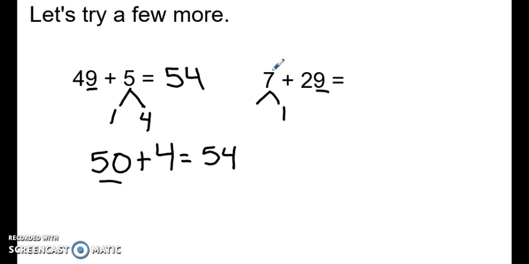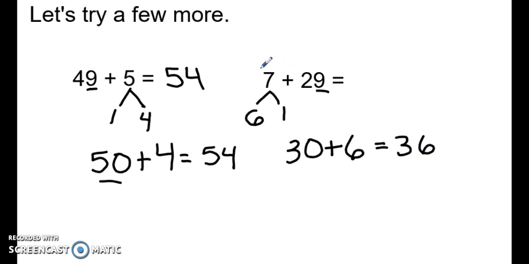If I take 1 from 7, that leaves me with 6 left, because 6 plus 1 equals 7. Now I'm going to make my 10, so the 29 plus the 1 would give me 30. And then 30 plus the 6 would equal 36. So 7 plus 29 equals 36. I made the 10 to make my problem easier to solve.